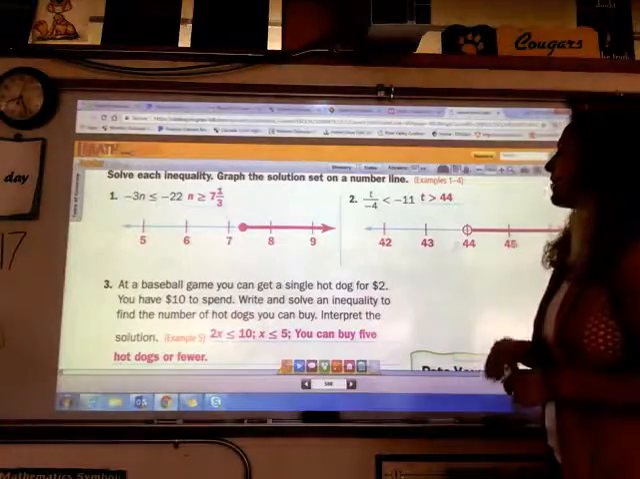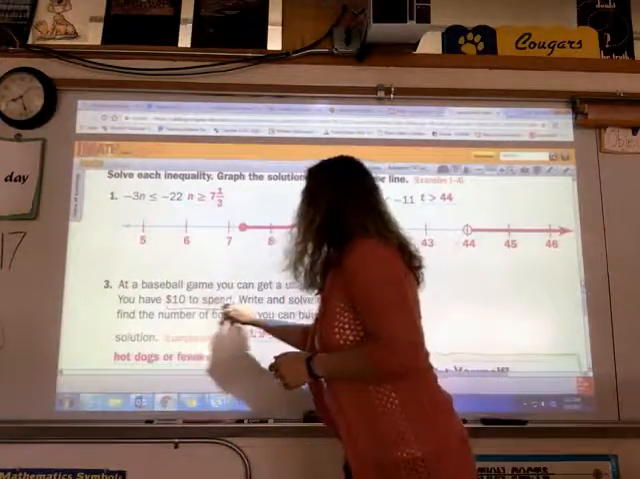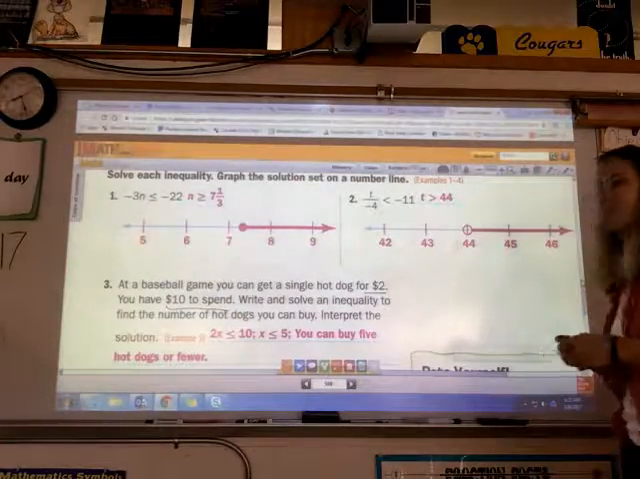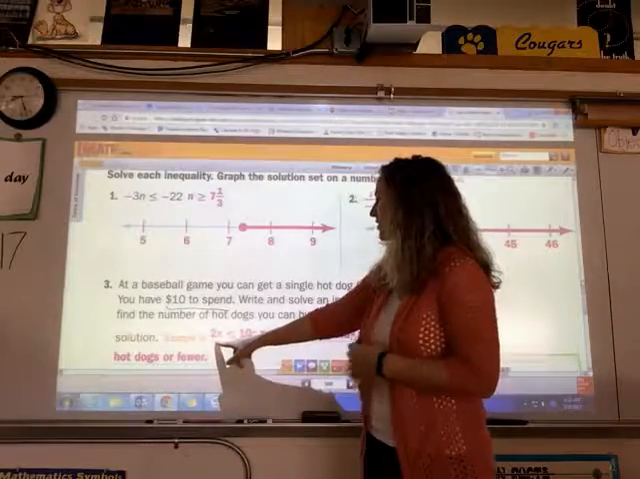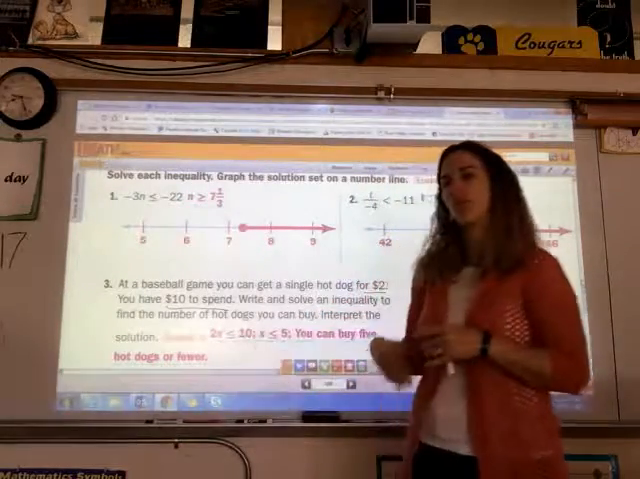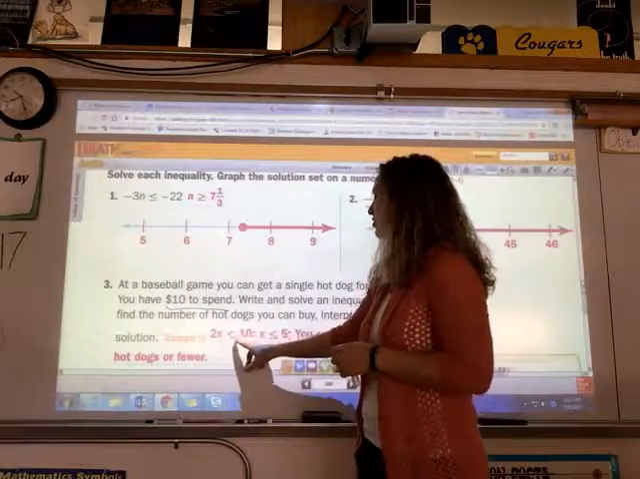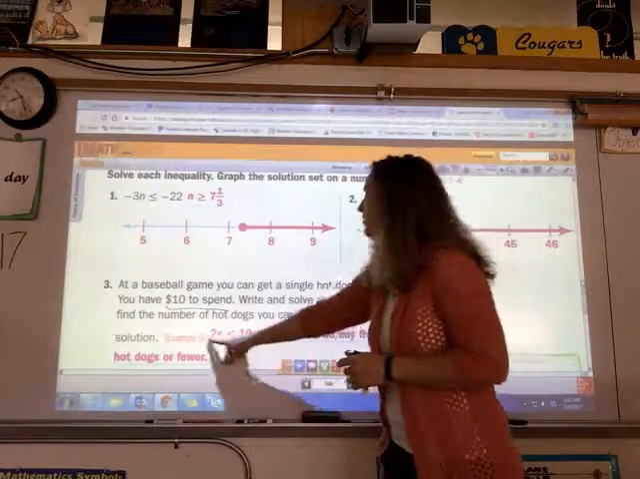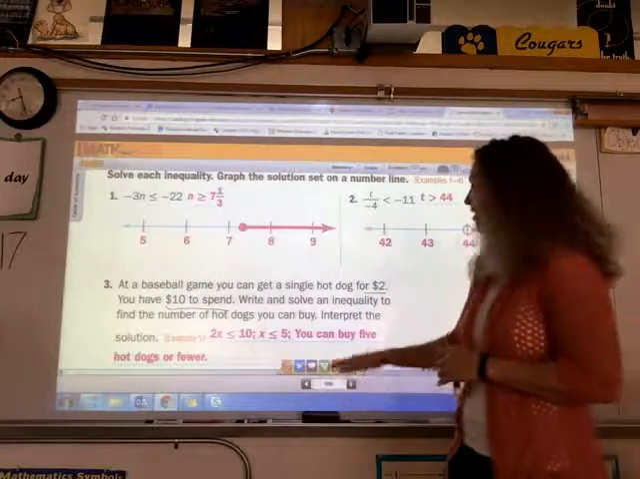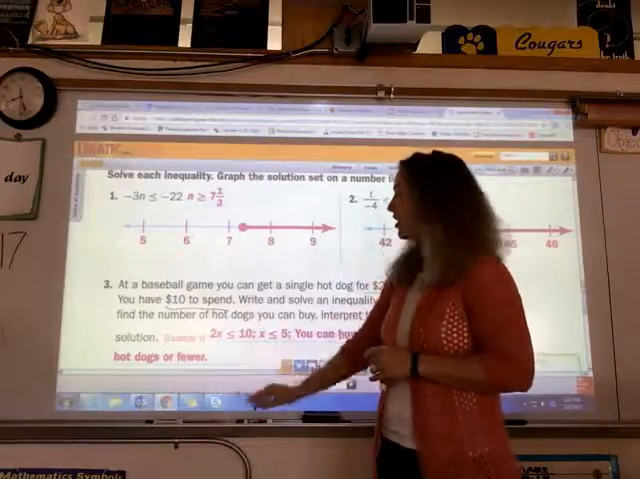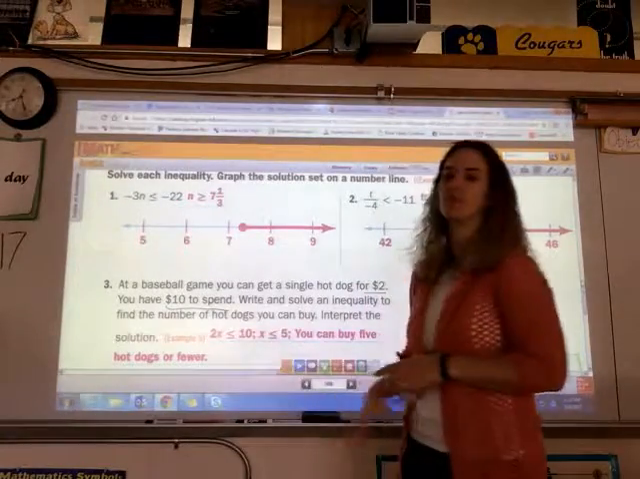Number 3, at a baseball game, you can get a single hot dog for $2. You have $10 to spend. Write and solve an inequality to figure out how many hot dogs we can get. So $2 times the number of hot dogs is going to be less than or equal to 10. Remember, we can't go over 10 because we only have $10 to spend. So 2x is less than or equal to 10. Therefore, I'm going to divide both sides by 2. X is less than or equal to 5. What does 5 mean? We can buy up to 5 hot dogs. We didn't change the sign because we're dividing by a positive number.